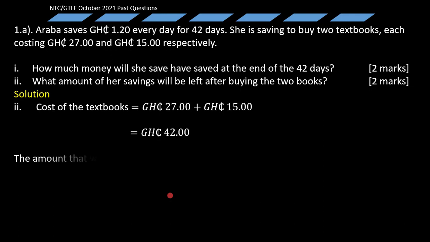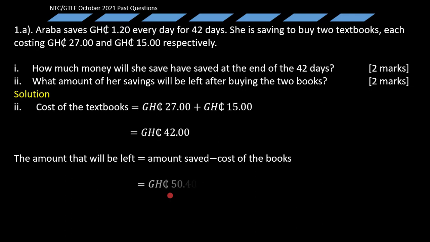Now, the amount that will be left is simply going to be equal to the amount saved minus the cost of the textbooks. So, in substituting, we have 50 cedis 40 pesos minus 42 cedis. And when you subtract, you come up with the answer 8 cedis 40 pesos. Remember, this can be done with your calculator as well.